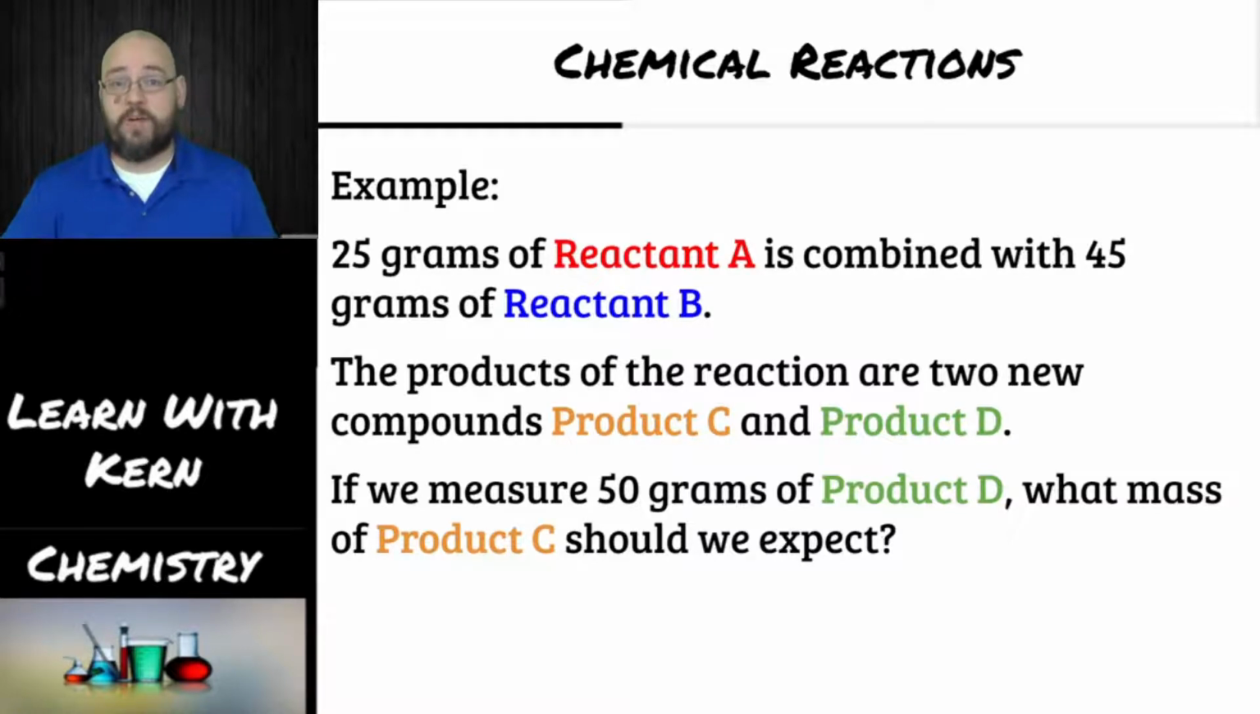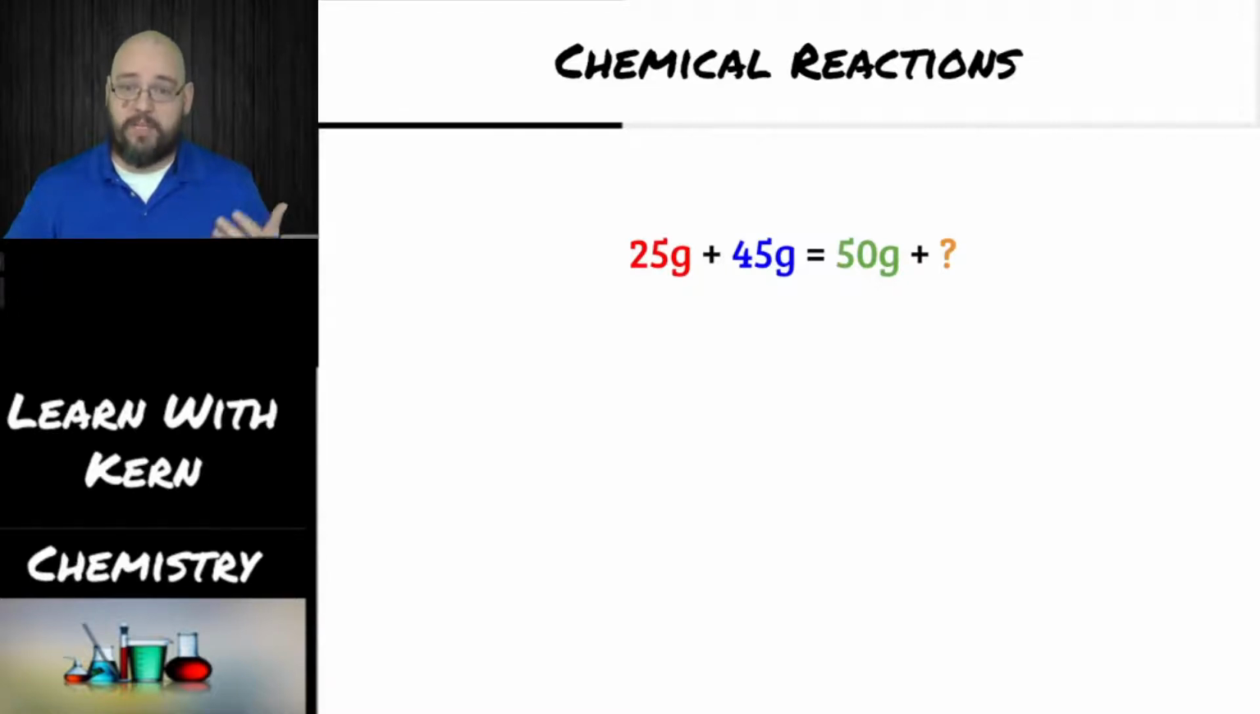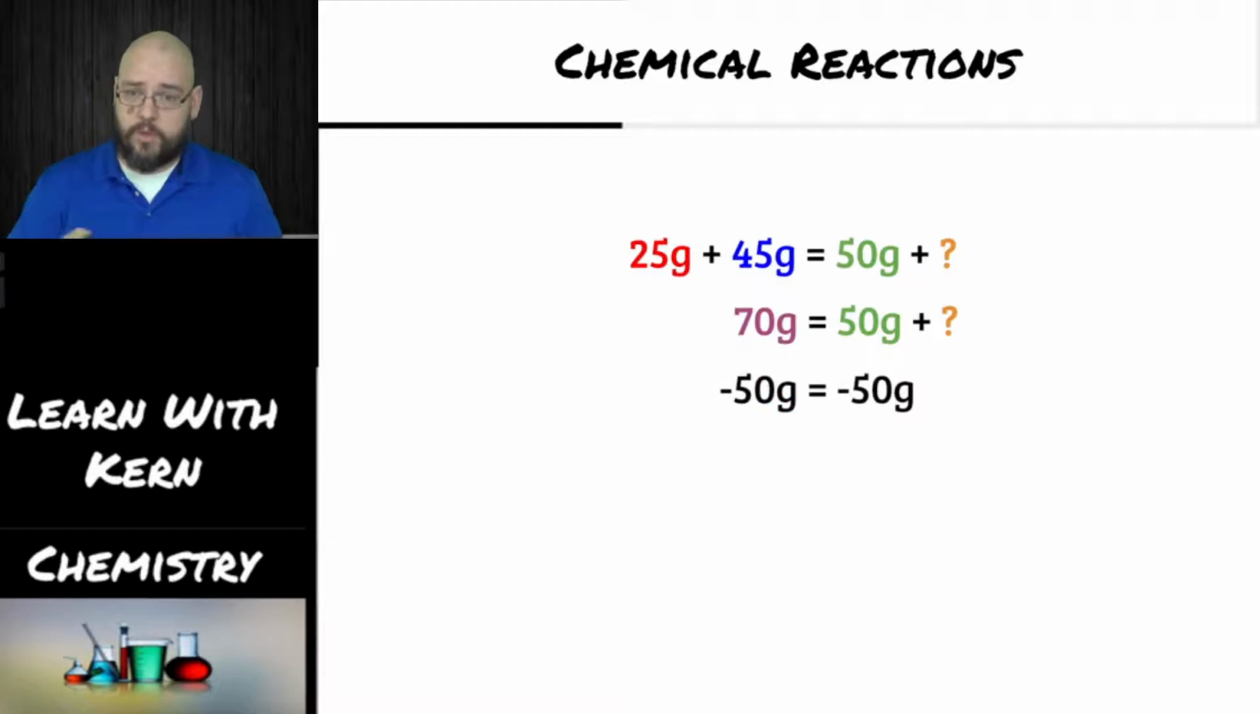Well, the total mass before has to equal the total mass after. So doing a simple addition problem, 25 grams of A plus 45 grams of B equals 50 grams of D plus whatever that amount of C is. So I'm going to add the stuff together on the left first. 25 plus 45 is 70. So 70 equals 50 grams plus whatever my question mark is, whatever it is I'm looking for, my C. So I'm going to subtract 50 grams from both sides so that I can get the question mark by itself. And that gives me 20 grams is how much of my product C is made.